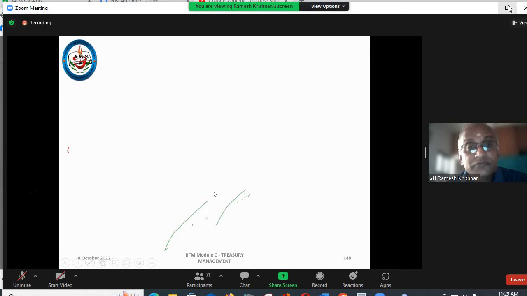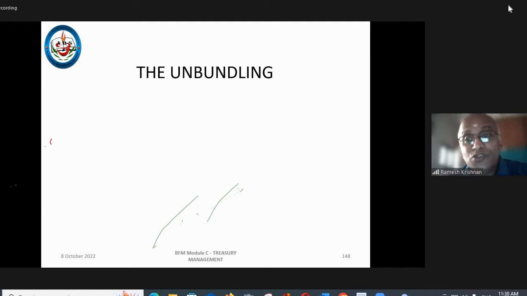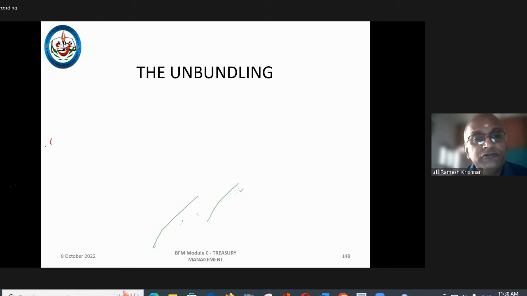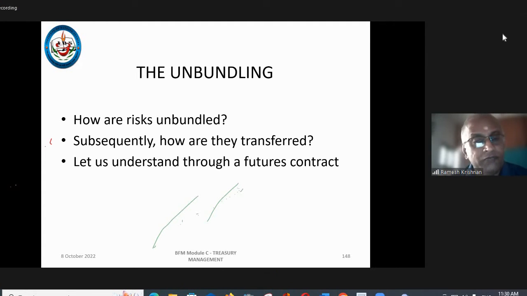Now, here I did mention about the unbundling of the risks and transferring it to those who are willing to assume them, like Alan Greenspan has said. Now, how this unbundling happens, we will try and understand through an example. Example is something that happens in ordinary life. Now, how risks are unbundled and how they are transferred.